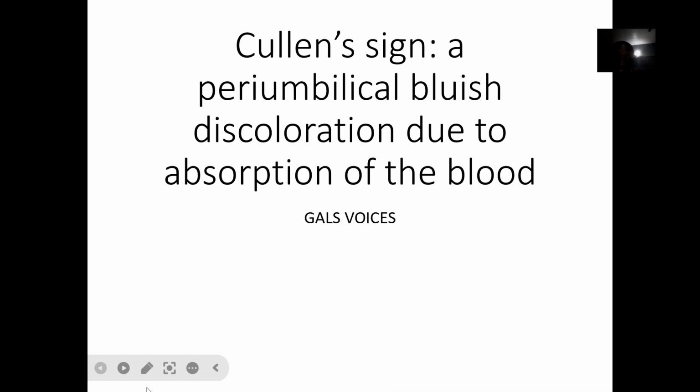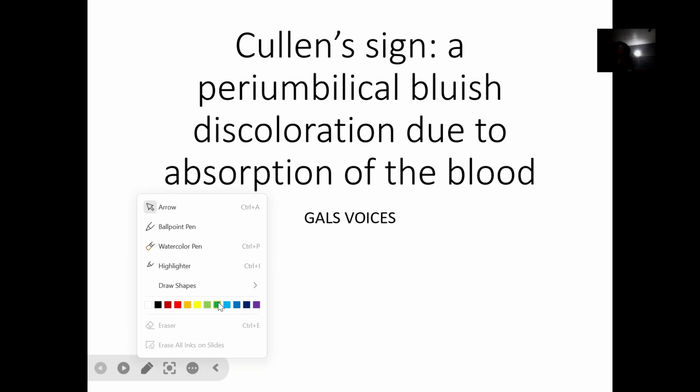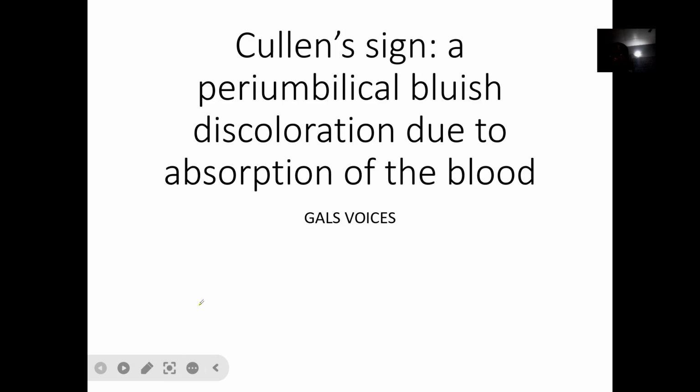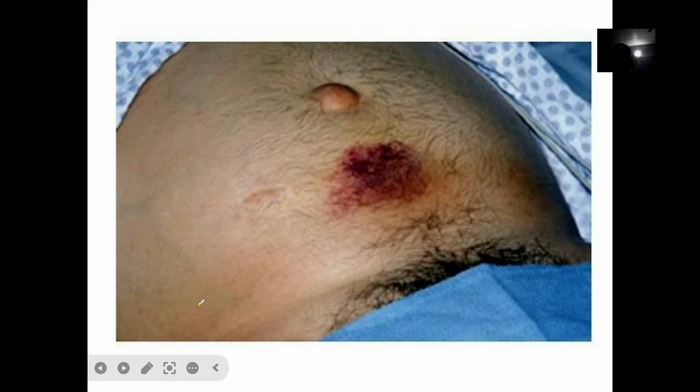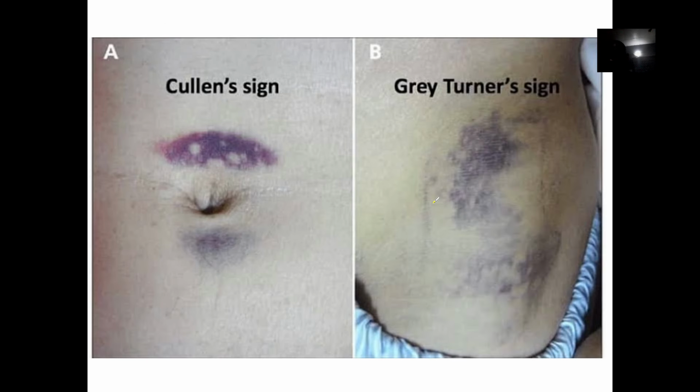We'll look at the Cullen's sign, and this is a sign that will guide you on making a diagnosis for issues related to damage or injuries in the abdomen. So this is what is known as a Cullen's sign. Cullen's sign just simply means there's a discoloration here. Don't worry, in the lecture we'll describe it much more properly.